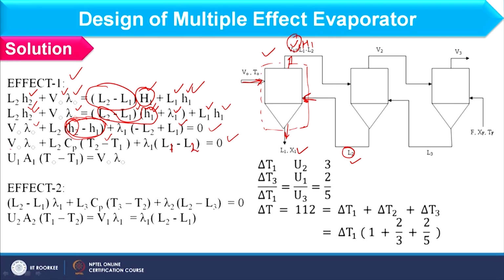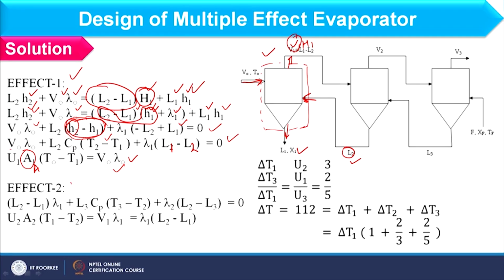In this way we can consider the enthalpy balance, and finally we have the rate equation for first effect, and that should be U1 A1 (T naught minus T1), that should be equal to V naught lambda naught. Right now I am considering this as A1, but we assume that each effect consists same area, right. So, finally we will consider that as A, okay.